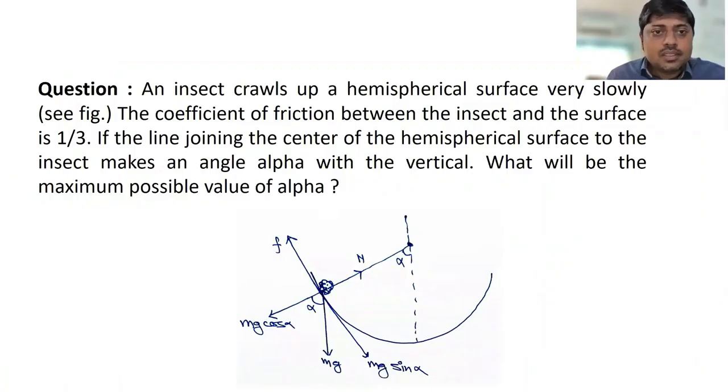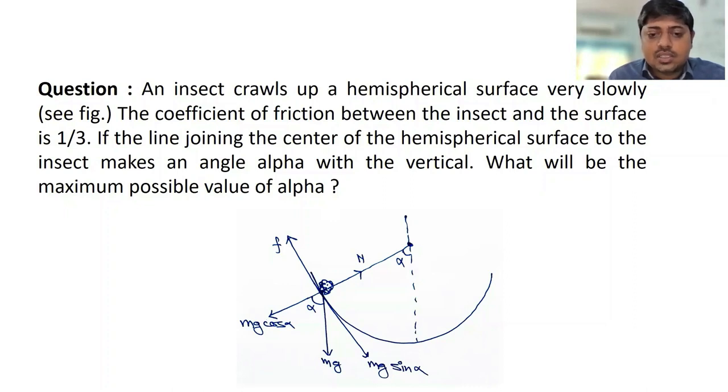Our next problem is: an insect crawls up a hemispherical surface very slowly, as shown in the figure. The coefficient of friction between the insect and the surface is 1/3. If the line joining the center of the hemispherical surface to the insect makes an angle alpha with the vertical, what will be the maximum possible value of alpha?